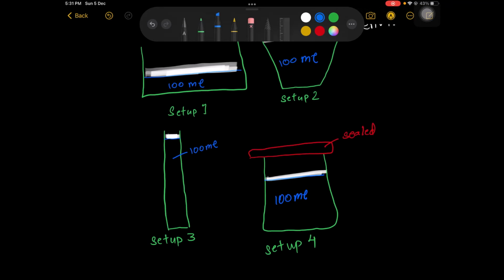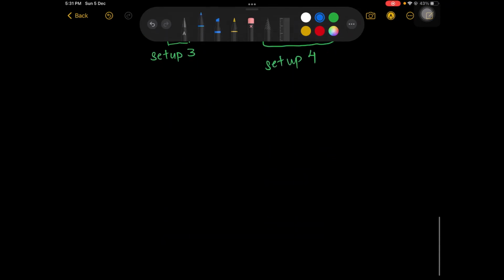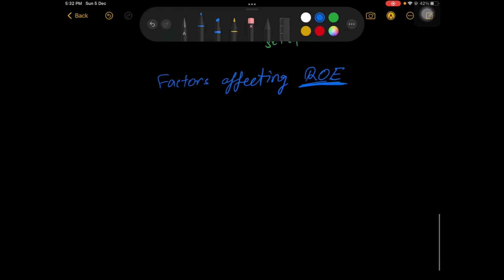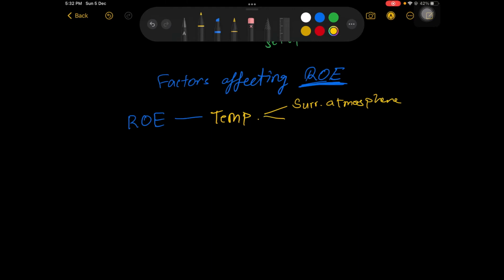So now when we are talking about the factors affecting rate of evaporation, I'm using ROE for short. You can use this for annotation when you're annotating your questions, but you can't use these acronyms when you're answering your open-ended questions. So just keep that in mind. So factors affecting rate of evaporation. So rate of evaporation is affected by the temperature of the surrounding atmosphere, and the temperature of the water.